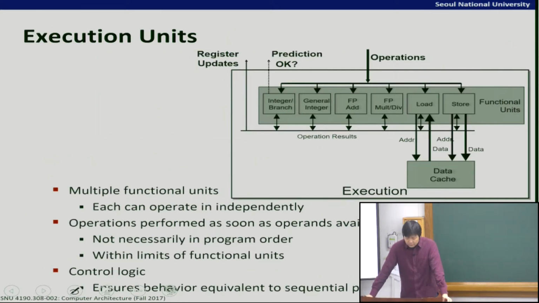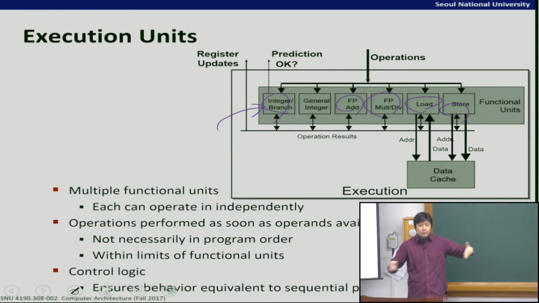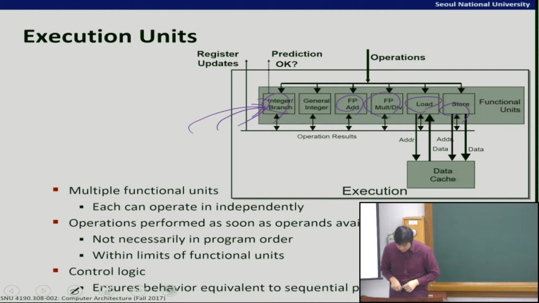So let's move on to the second part, which is the execution unit. As you see here, now we have multiple functional units. Functional units include general integer operation, floating point add, floating point multiply/divide, load and store. So now you have, in a sense, multiple ALUs. In the previous design, we only had one ALU, so every instruction had to go through the same ALU. But in this case, depending on the operation type, we have multiple instances of functional units, and depending on the instruction, it is dispatched to one of these functional units for execution.